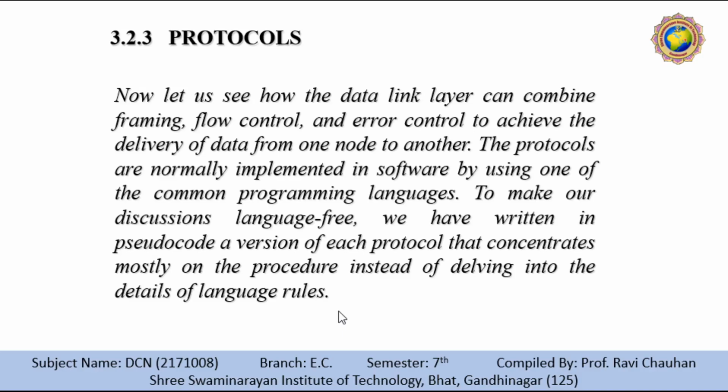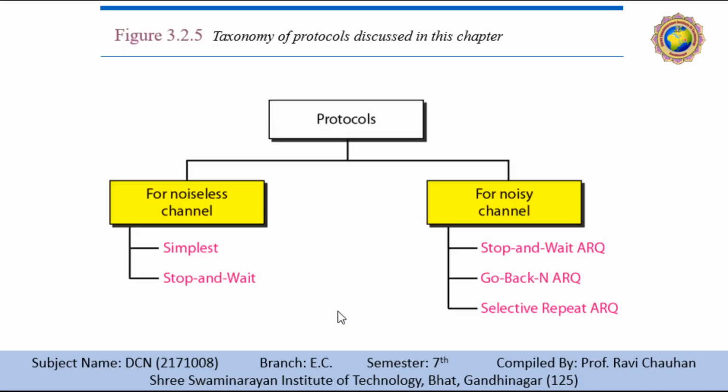We divide the discussion of protocols into those that can be used for noiseless or error free channels and those that can be used for noisy or error creating channels. The protocols in the first category cannot be used in real life, but they serve as a basis for understanding the protocols of noisy channels. Our figure classifies protocols into two categories: noiseless channel and noisy channel. In the noiseless channel, the simplest and stop and wait protocols are there. In the noisy channel, there are stop and wait ARQ, go back N ARQ, and selective repeat ARQ.